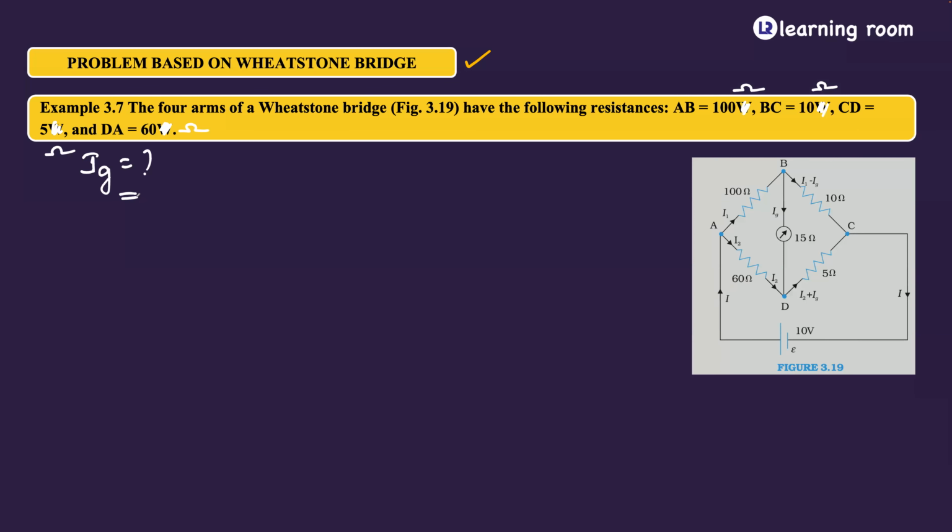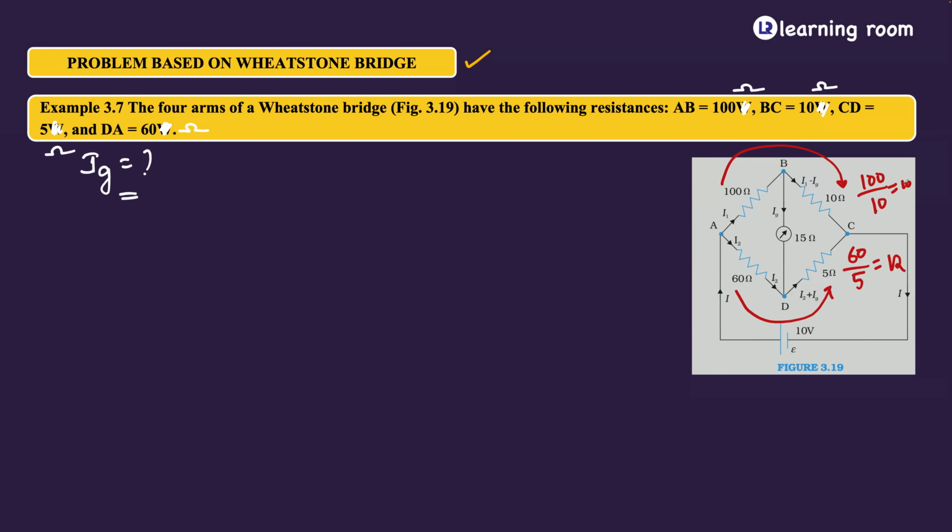Why is it so? Because this is not a balanced Wheatstone bridge. So what do I mean by a balanced Wheatstone bridge? A balanced Wheatstone bridge means the ratio of the left resistor to the right resistor at the bottom, that is 60 divided by 5, should be equal to the ratio of the resistances from left to right at the top, which will be 100 divided by 10. So this will be 12, this will be 10. So 12 is not equal to 10, right? Hence, this is not a balanced Wheatstone bridge.